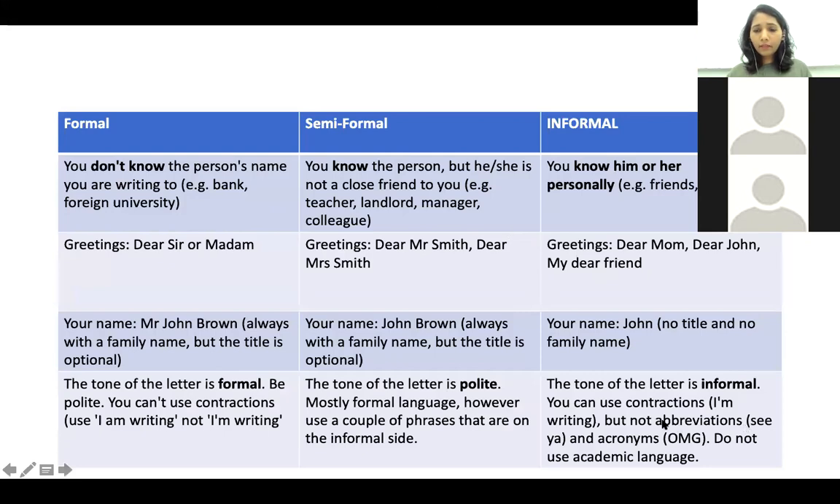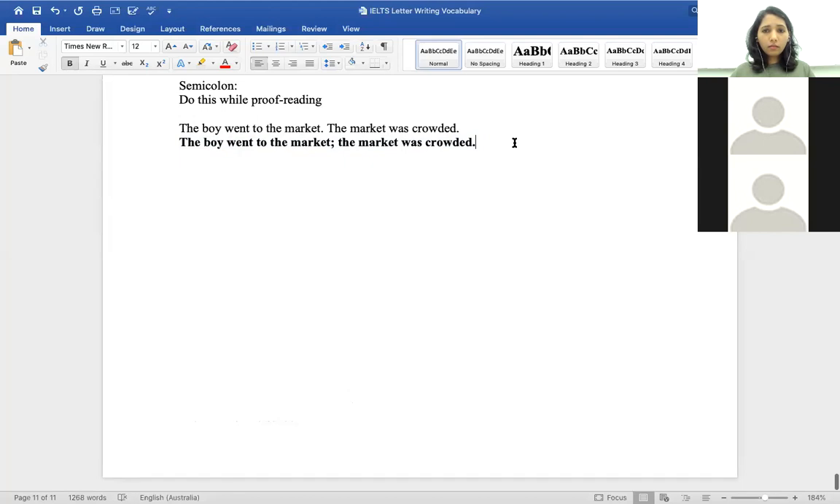I'll write it down. So, formal letter: the greeting will be "Dear sir" or "ma'am" or "madam." This is your salutation, and you will sign off with "Yours sincerely." So if the letter is semi-formal, you will greet them by saying "Dear Mr." and you'll put their second name or surname, and you'll sign off. You can say "Thanks and regards" or "Thank you" or something like that. Doesn't matter.